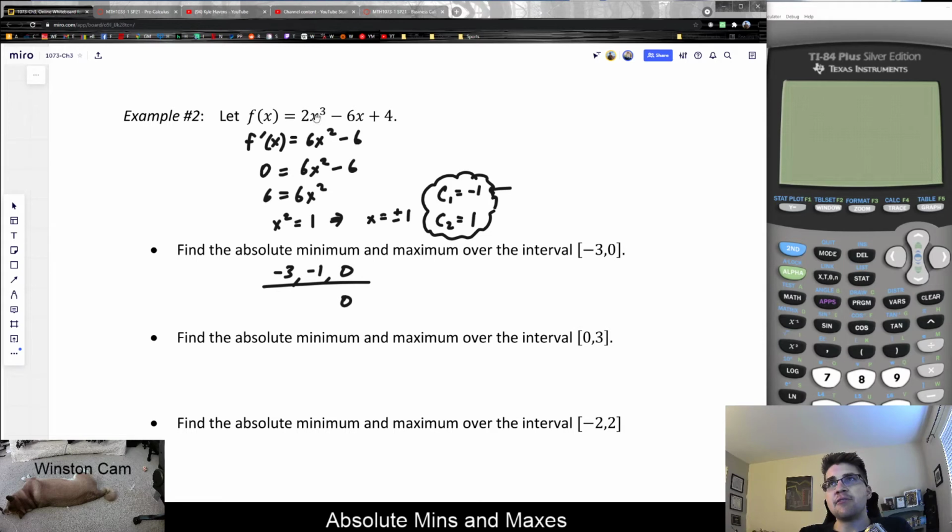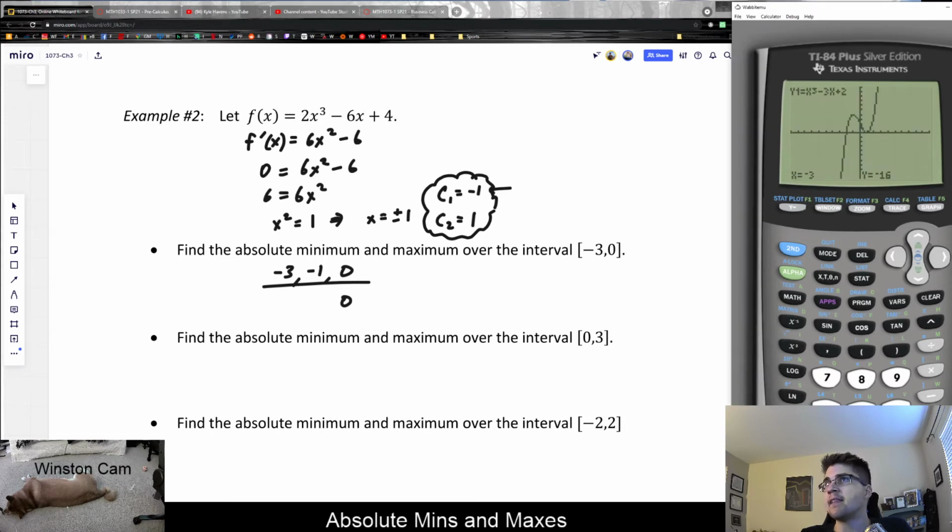If we plug in negative 3, negative 3 cubed is negative 27. So negative 54, then plus 18. Let's just go ahead and use a calculator to do this, 2 times negative 3 cubed, so I don't make a mistake and have to redo the whole video. Plus 4. And that would leave me with negative 32.